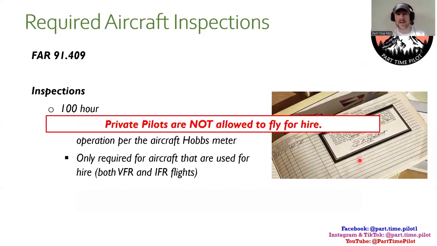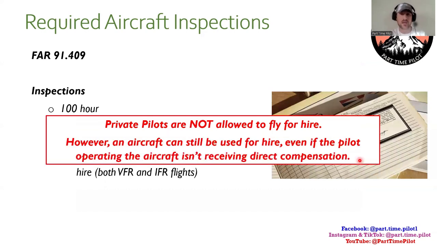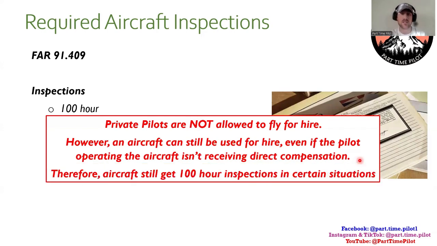So private pilots are not allowed to fly for hire. However, an aircraft can still be used for hire even if the pilot operating the aircraft isn't receiving direct compensation. Therefore, aircraft still get 100-hour inspections in certain situations. So the aircraft you're likely to train in at your flight school or flight club is probably going to get that 100-hour done because they could still rent their aircraft for other purposes, like for hire. And also, 100-hour means you're getting more inspections on your aircraft, which is a good thing.